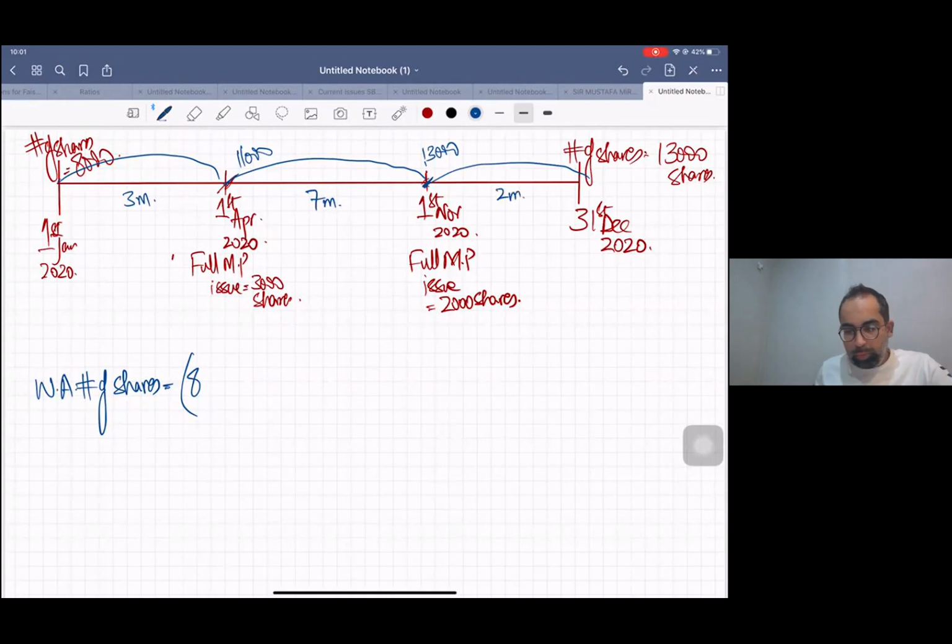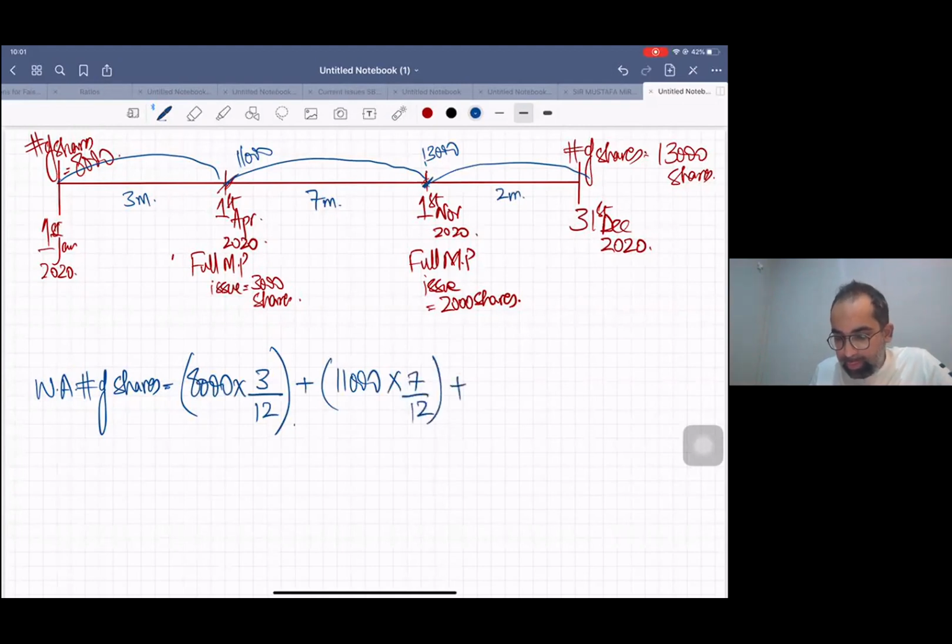Okay, so let me do it very easy. First, 8,000 shares, the outstanding time is 3/12, plus 11,000 times 7/12, plus 13,000. From this date, the shares become 13,000, and these 13,000 shares are outstanding for the last 2 months, times 2/12.